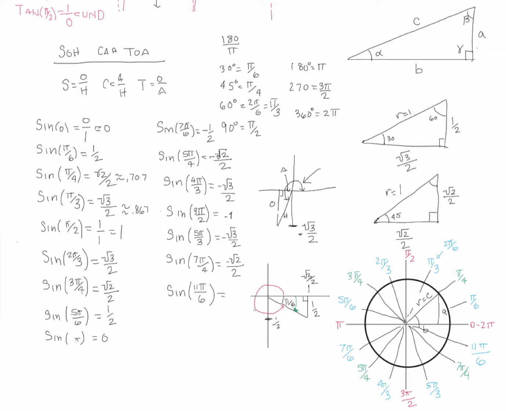So once again, the length is 1. So what is the opposite? It's 1/2 over 1. Oh, but it's negative 1/2, remember? So it's just negative 1/2.